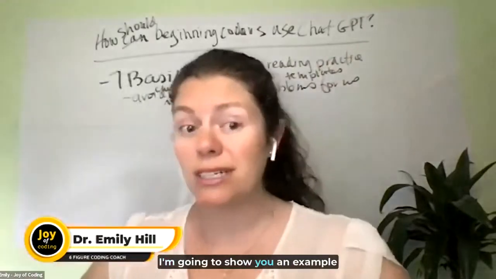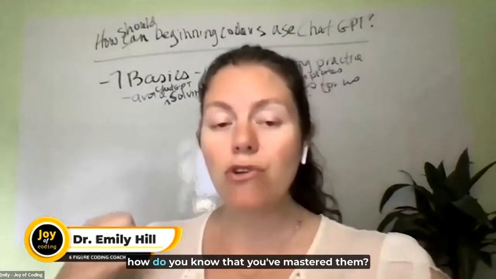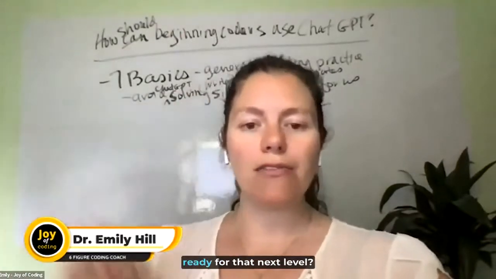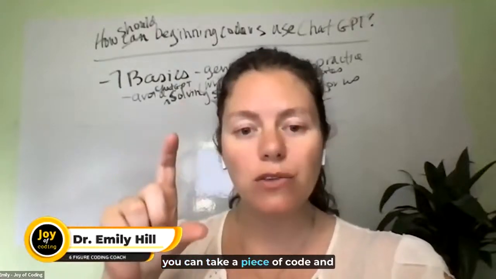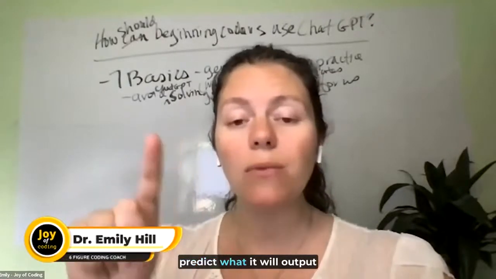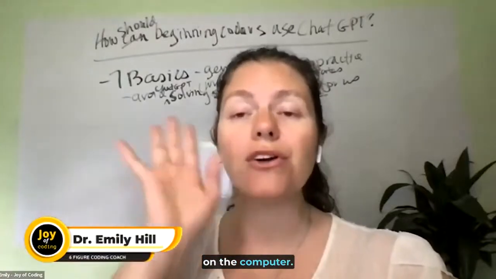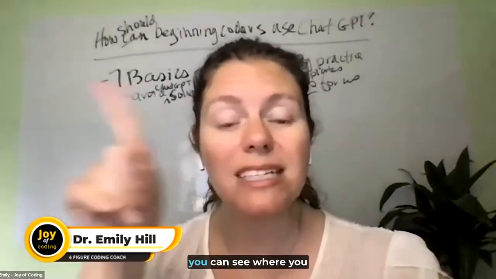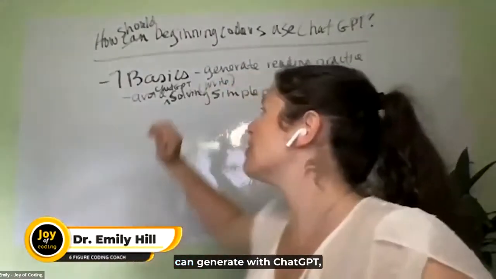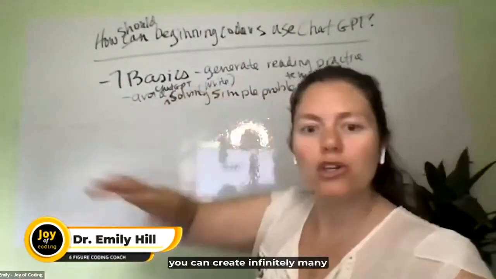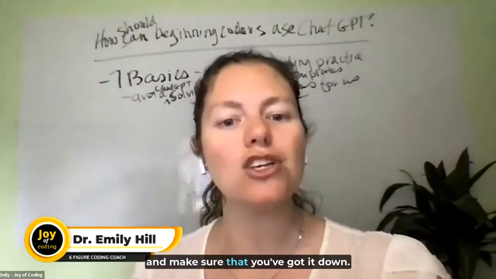I'm going to show you an example in a little bit, but the idea is when you're learning the 7 basics, how do you know that you've mastered them? How do you know that you're ready for that next level? Well, you can take a piece of code and predict what it will output before you run it on the computer. Then when you run your code, you can see where you were correct and where you weren't. And the cool thing is that with ChatGPT, you can create infinitely many examples to test your knowledge and make sure that you've got it down.